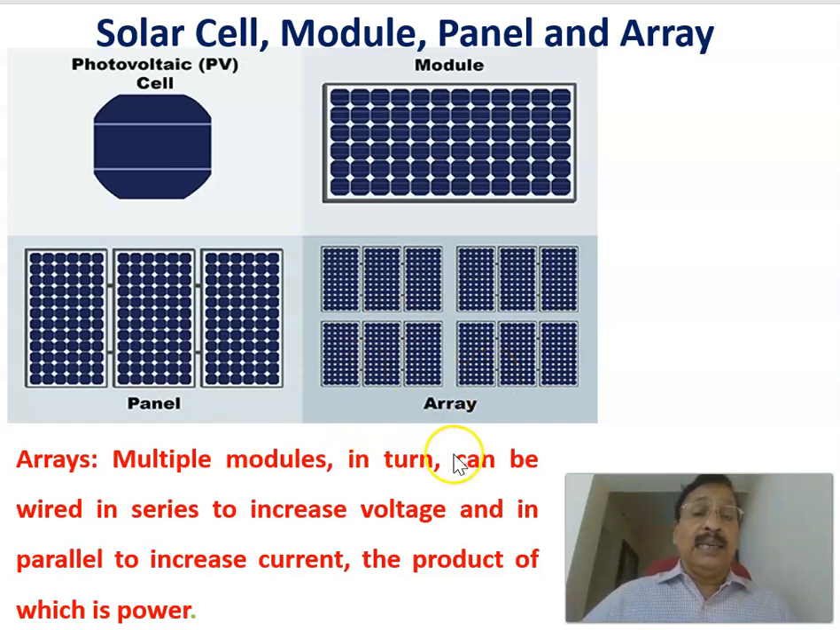If you connect them in series, the voltage rating can be increased, and when they are connected in parallel, you can increase the current rating. Therefore, multiple modules can be wired in series to increase the voltage, and in parallel to increase the current, and the product, which is the power rating, can be increased. Such a setup we call a solar array.